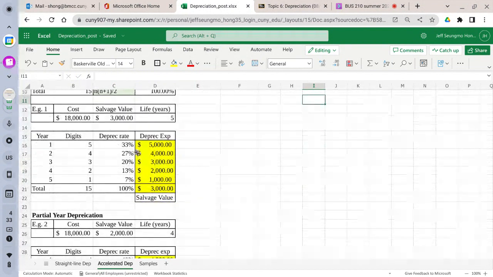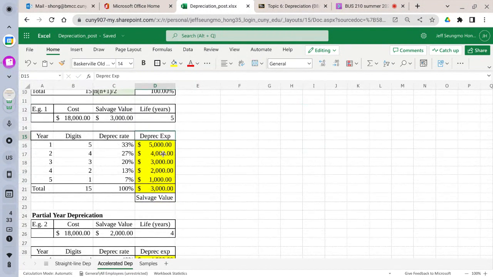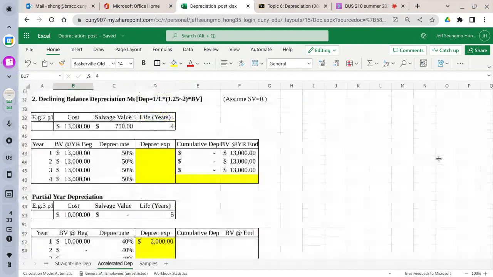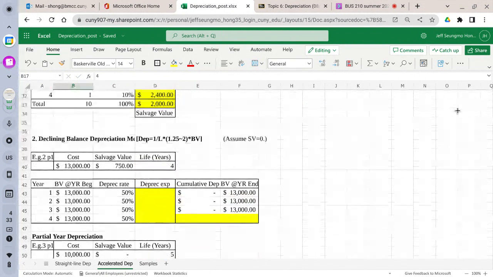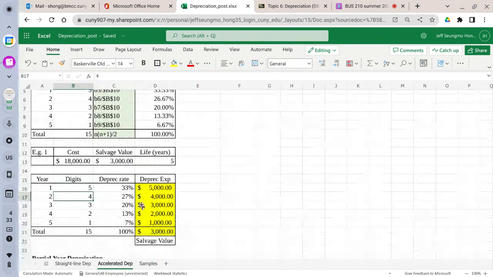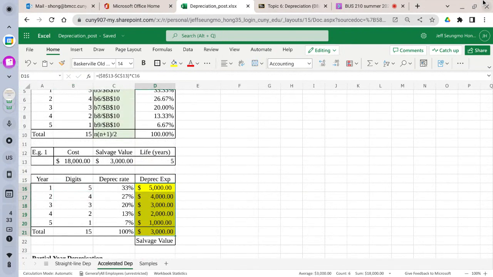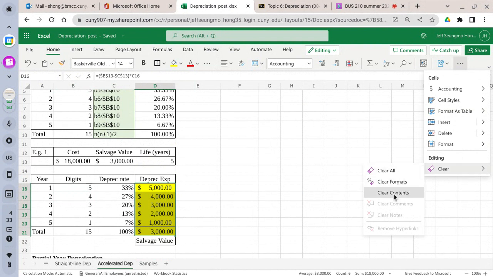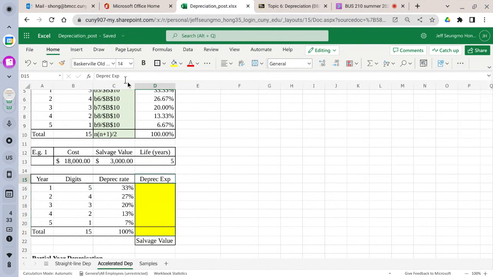So let's take a look. This is not a full example, it's just annual depreciation only. Okay, let's do this example. Well, this is not complete, so let me do this. This is the depreciation expense, or annual depreciation. To have a depreciation schedule, what more do you need? You need two more columns, right?